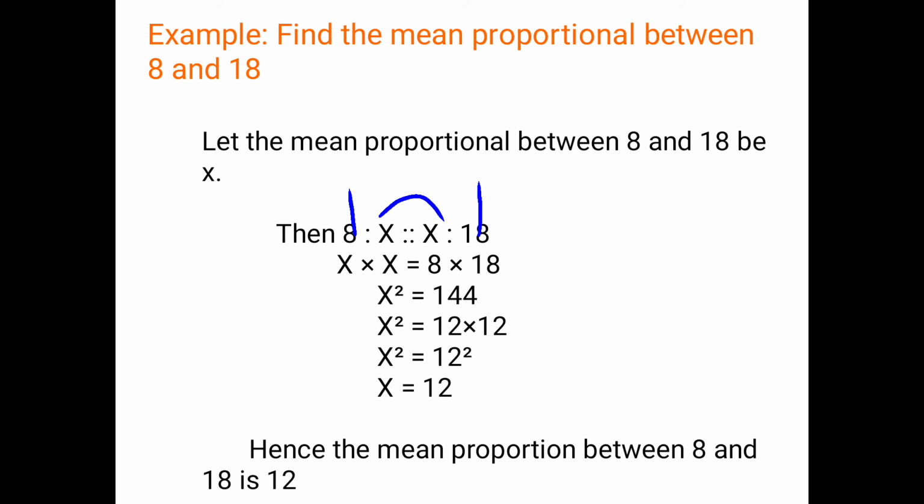So product of means, x into x, is equal to product of extremes, 8 into 18. So x into x is x square, equal to 8 into 18, which is 144. So x square is equal to 12 into 12, which is 144. 12 into 12 is 12 square. Now the square will be cancelled, so x is equal to 12. Hence the mean proportional between 8 and 18 is 12.